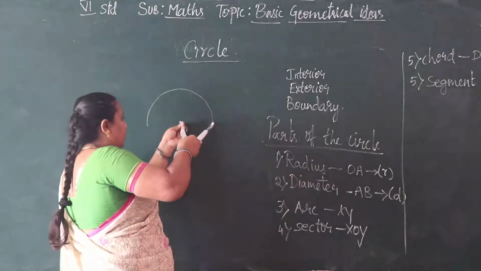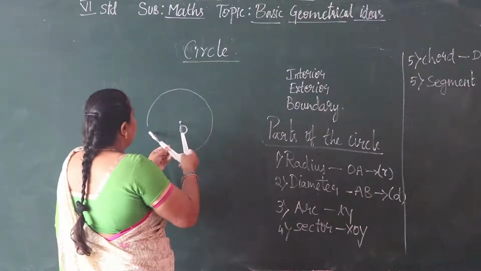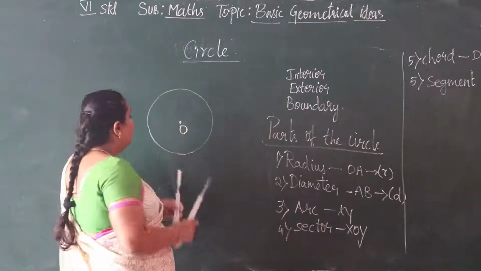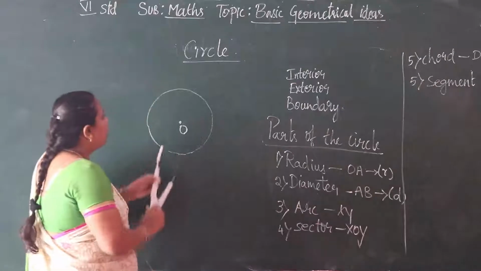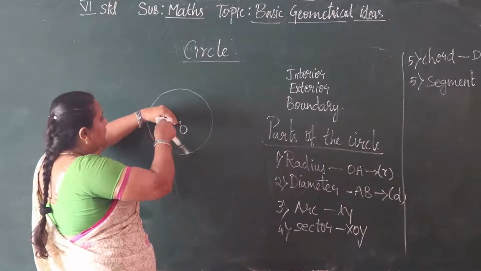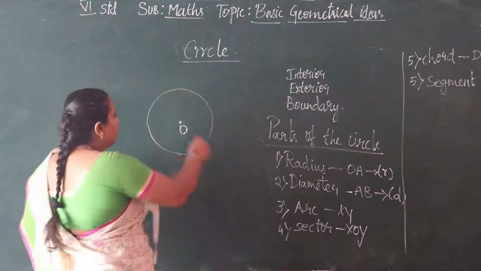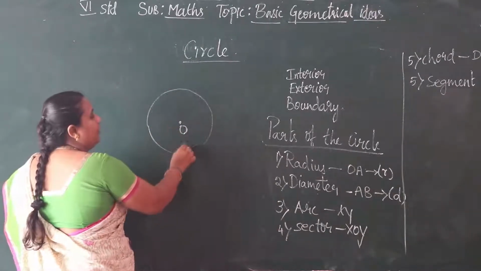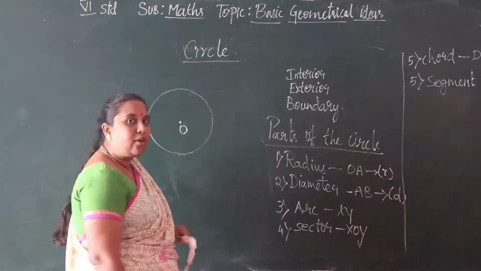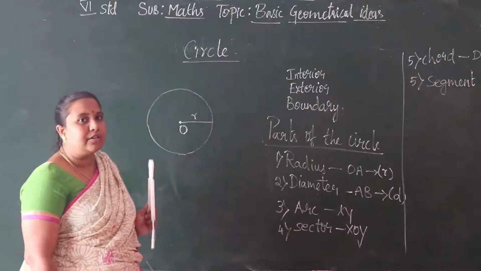Draw clearly, okay children? Draw neatly, don't rub it out and draw again. Draw like this. See, the distance from the center to any point on the circle is equal. So all the distances from the center to the boundary of the circle are equal, and we call that the radius of the circle. Radius R. Okay, are you clear now?